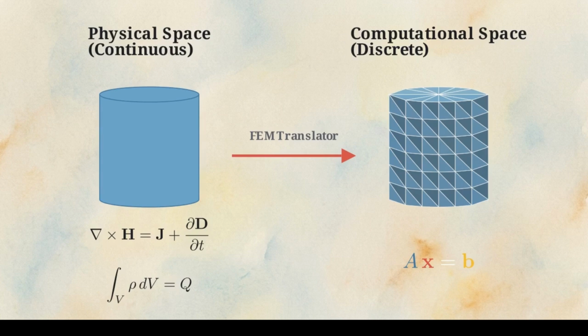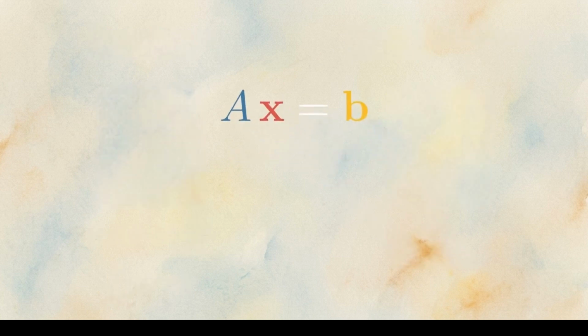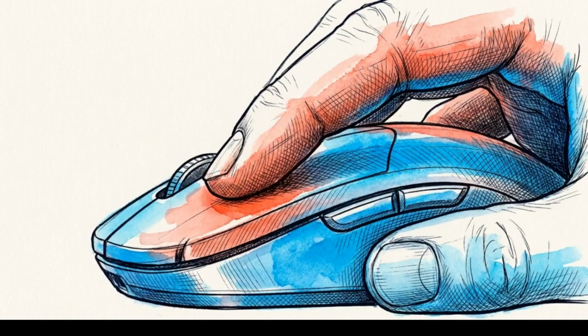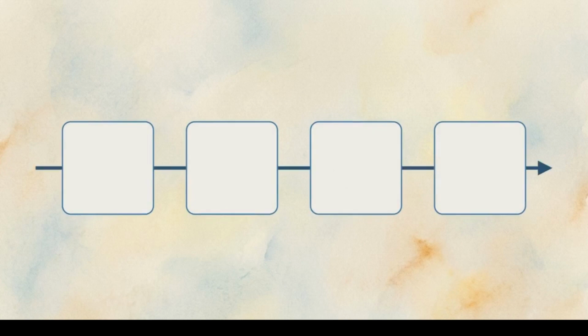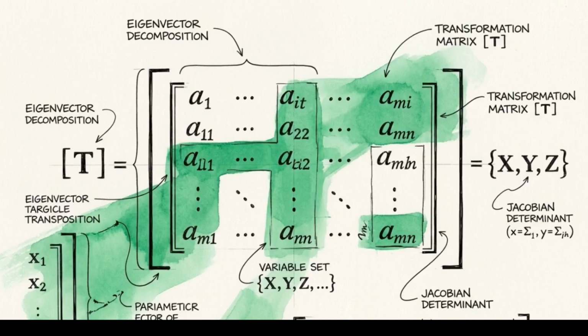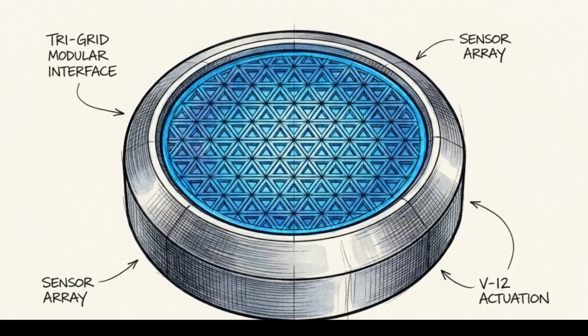To perform this translation, the software aims for the algebraic target, A times x equals b. When you hit the Simulate button, the software initiates a 4-step pipeline designed to build, solve, and decode this matrix equation. The first step in the pipeline is discretization. This executes the millisecond a simulation begins.